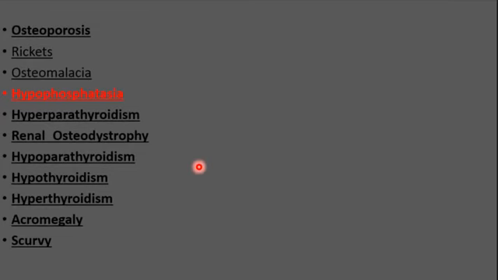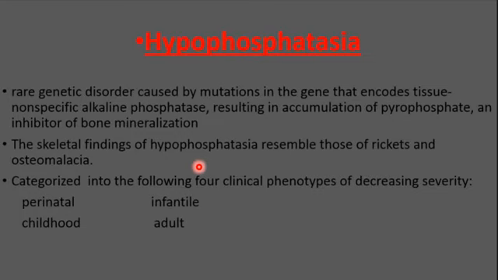Hypophosphatasia, another topic. It's a rare genetic disorder caused by mutation in the gene that encodes tissue non-specific alkaline phosphatase, resulting in accumulation of pyrophosphate, which is an inhibitor of bone mineralization. So there is a defect in bone mineralization in hypophosphatasia. The skeletal findings of hypophosphatasia resemble those of rickets and osteomalacia.